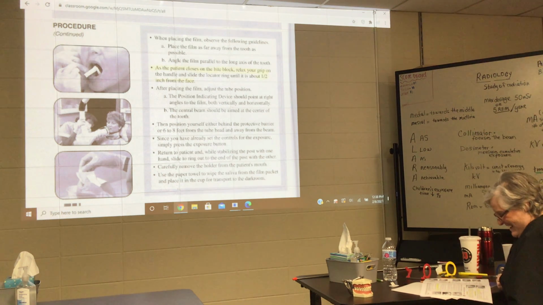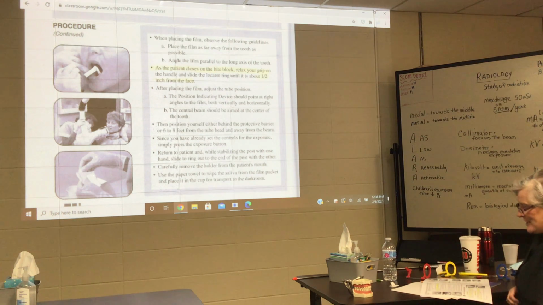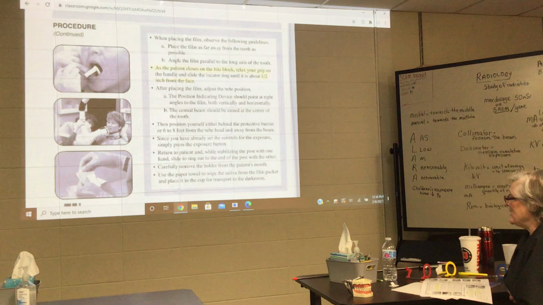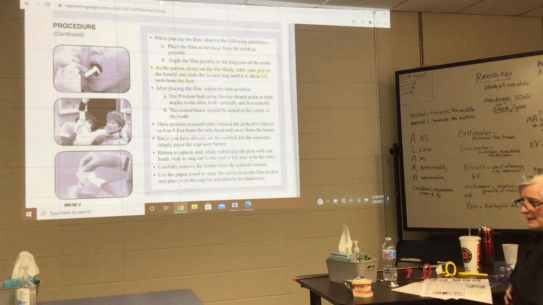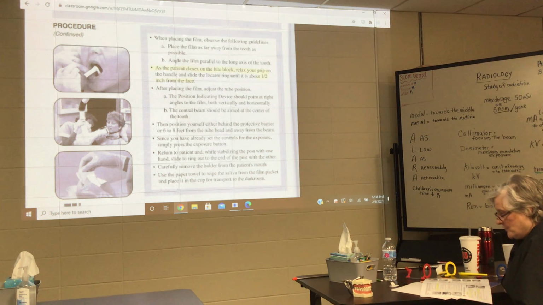Then you're gonna position yourself where? 6 to 8 feet from the tube head, behind the barrier, away from the beam, keeping the beam behind you all the time. Since you have already set the controls for the exposure, simply press the exposure button.